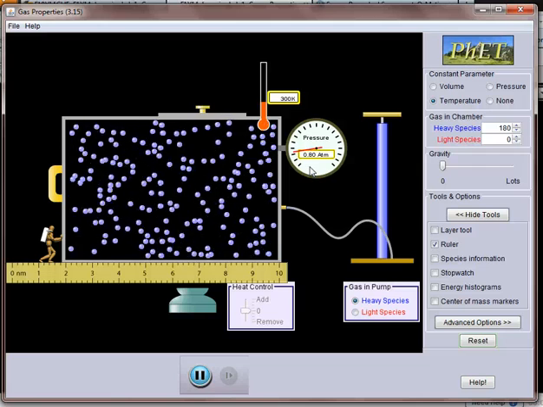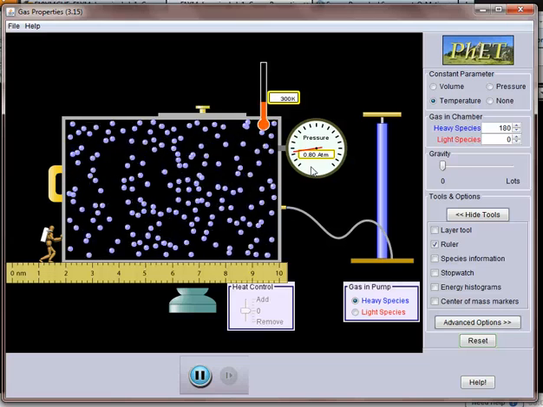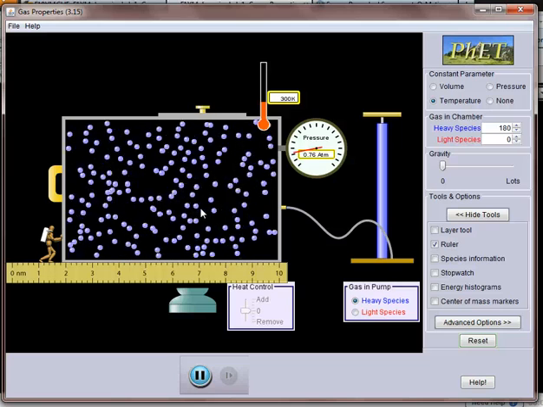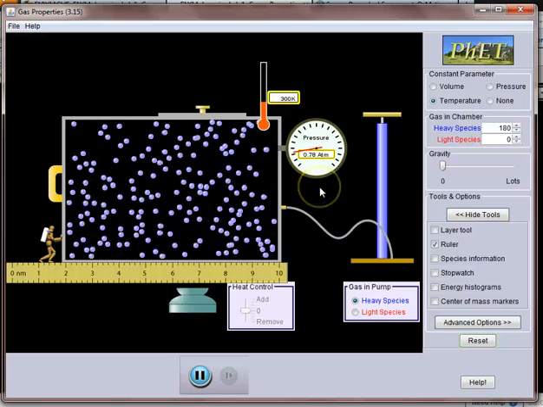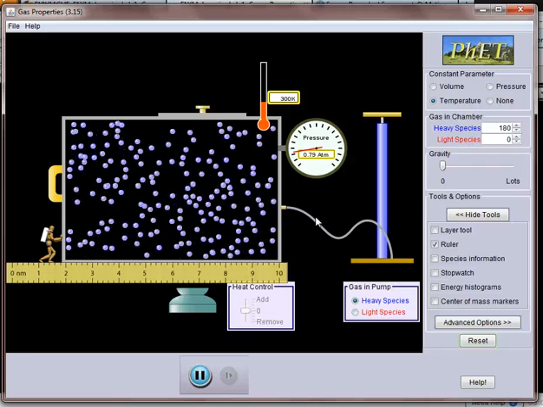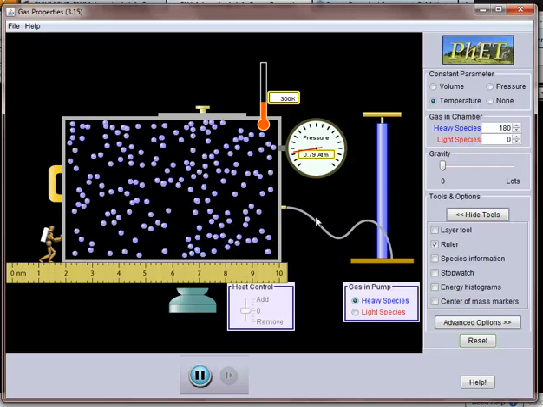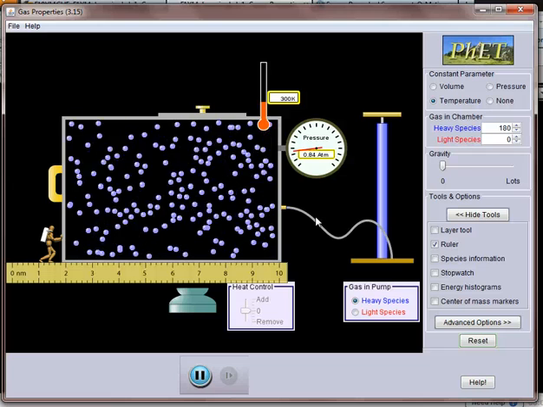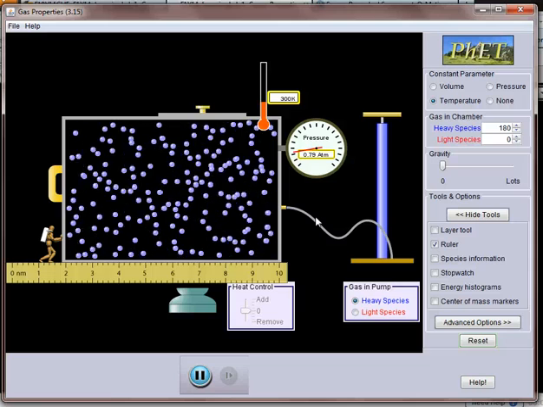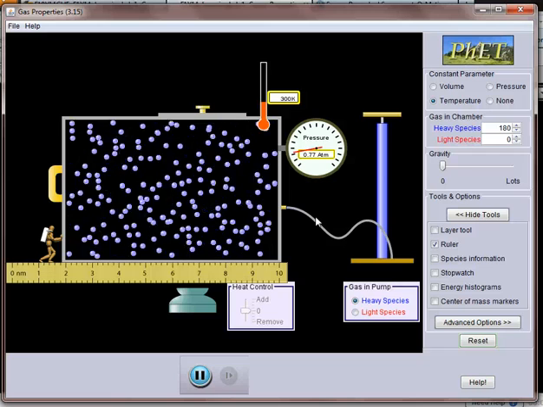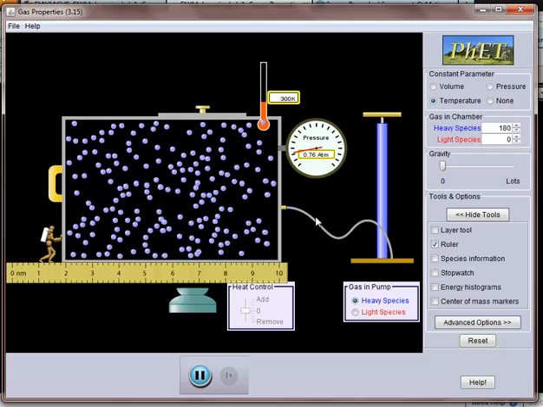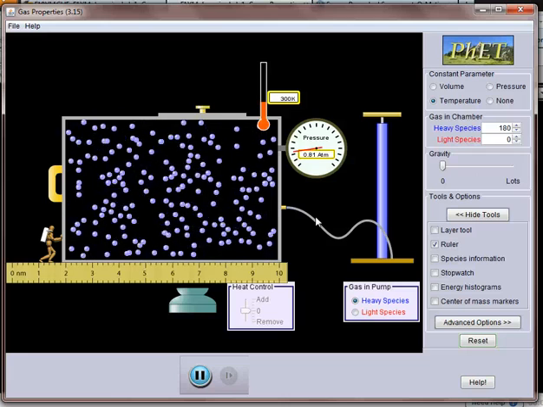Yes, that is correct. So what happened is that the particles now have a larger volume to move around. Obviously that's going to decrease the pressure. Do you guys remember which law that was? Pressure is inversely proportional to volume. Abhishek? Yes, that is correct. Boyle's law. Pressure and volume are inversely proportional. In other words, P1 V1 equals P2 V2.